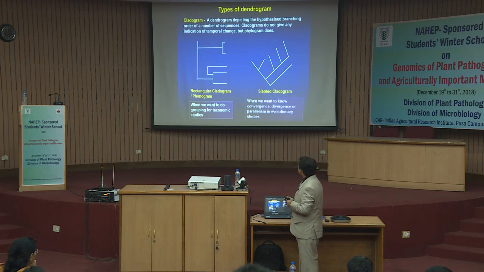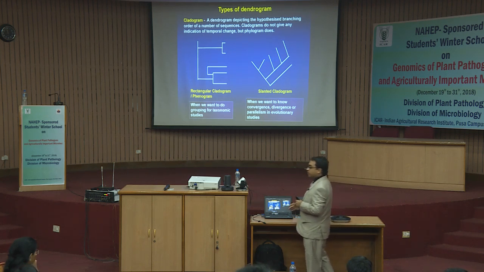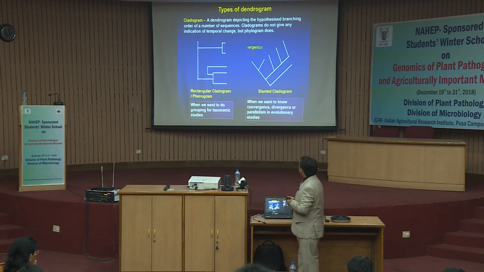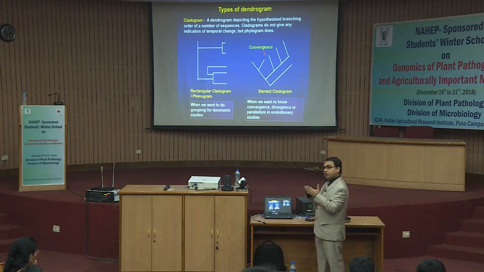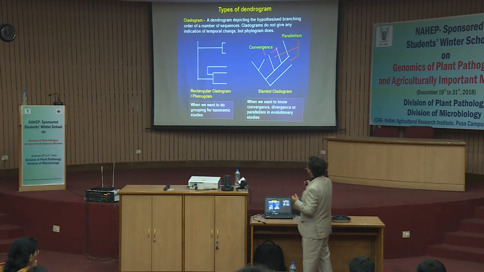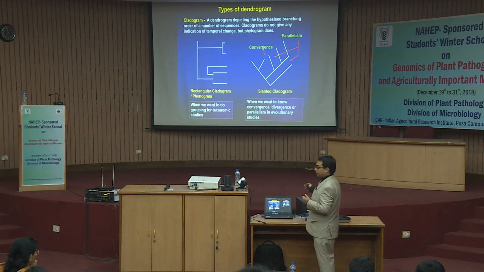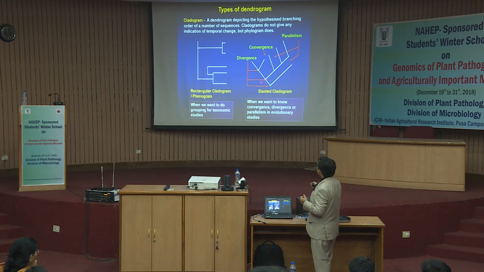Slanted cladogram means when you want to know convergence, divergence or parallelism in the evolutionary study, then you use it. Convergence is when two sequences, though originally from two, may, due to continuous mutation in future, converge and again give one single entity. This is called parallelism, they are evolving parallelly, and this is divergence, that it started and then diverged, again going diverge. So, it is divergence.